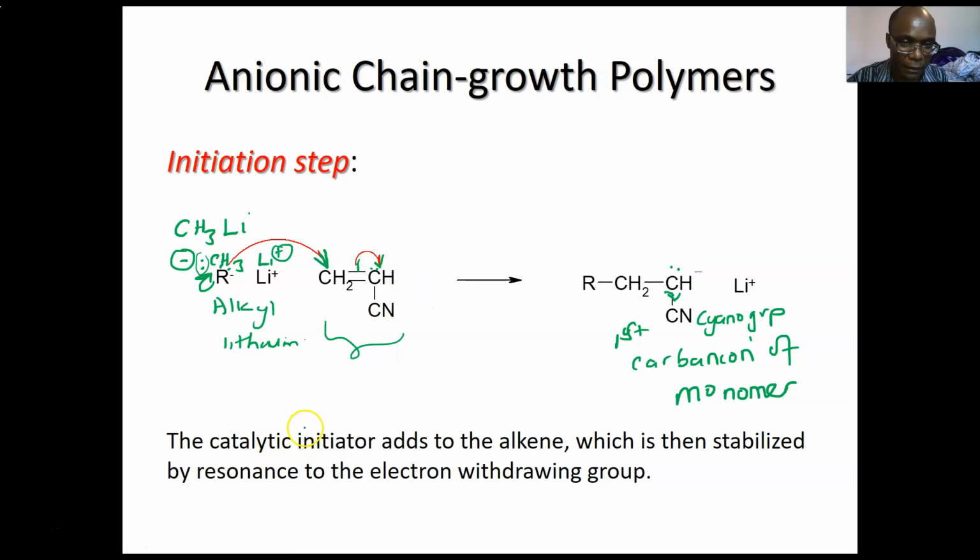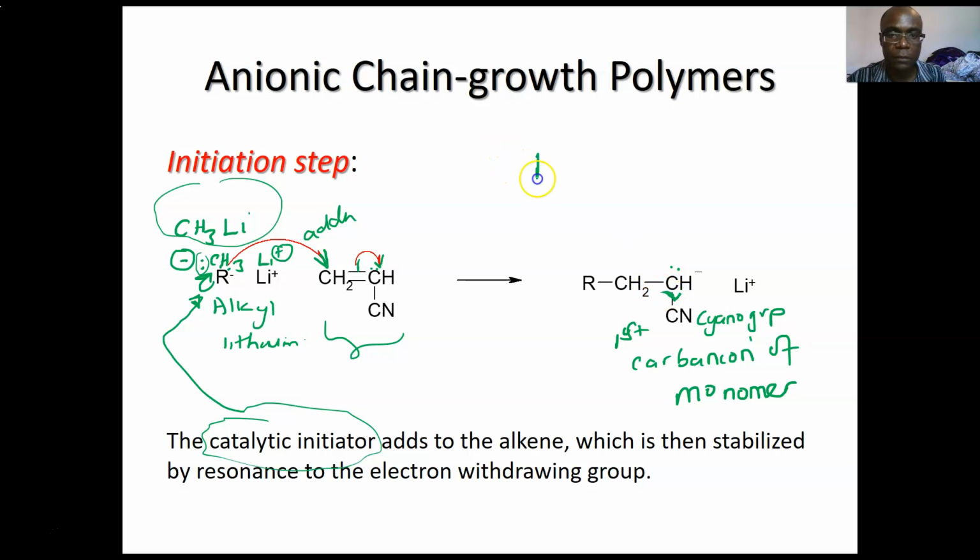So the catalytic initiator adds to the alkene. Okay, the catalytic initiator happens to be the alkyl lithium, for example, methyl lithium. It adds to the alkene. Of course, you are seeing here the addition, which is then stabilized by resonance to the electron withdrawing group, which is CN. For example, let me show you the resonance we are talking about.